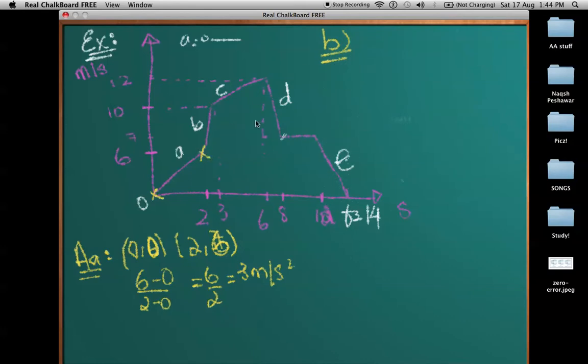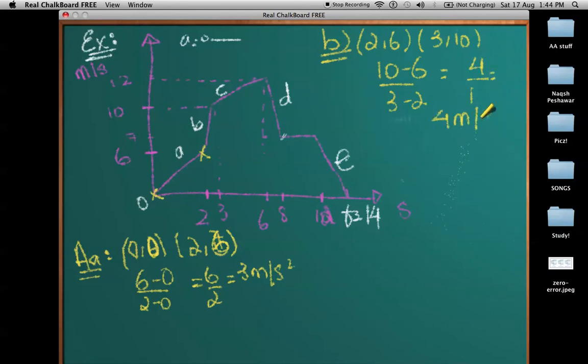Now let's see the acceleration at point B. The first point is 2, 6, and the second point is 3 and 10. I'm predicting that this would be a positive uniform gradient since it's increasing, and that the gradient of B would be greater than the gradient of A because the line is steeper here. Let's see. y2 minus y1 over x2 minus x1. This would be 4 over 1, which means 4 meters per second square. So yes, my predictions are right. It's a positive gradient and it's greater than the gradient at A. During this interval, the speed increases 4 meters per second every second.